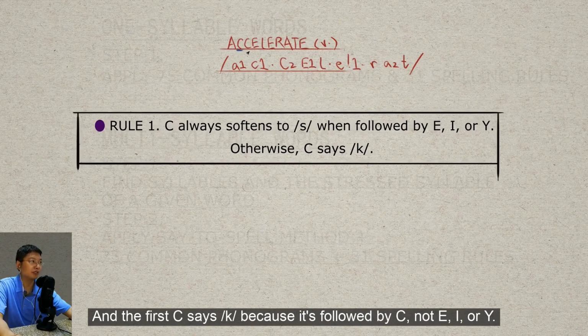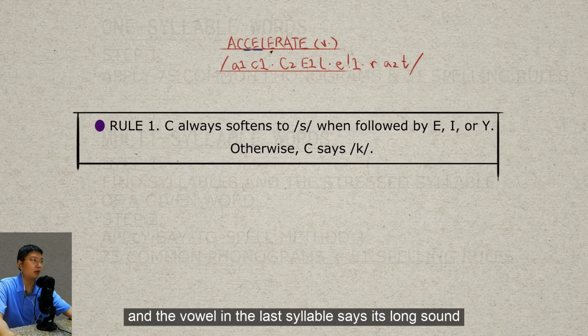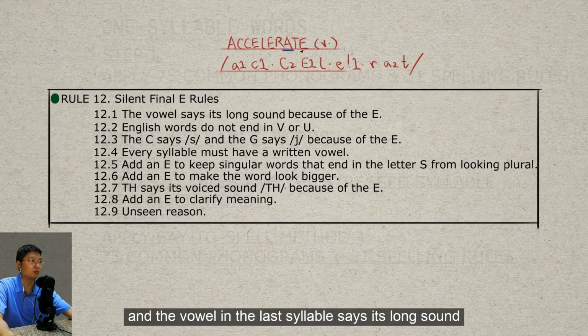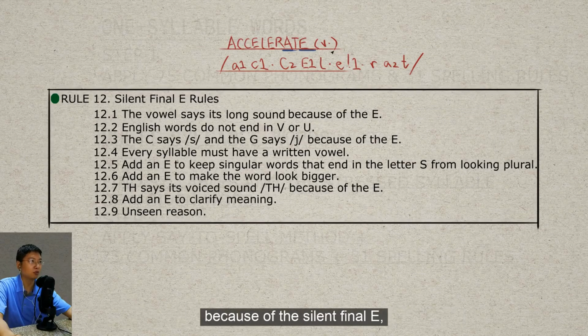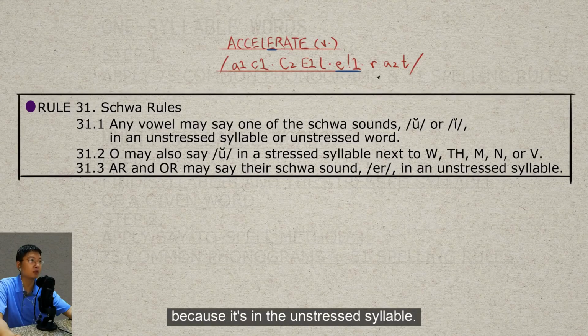And the first C says k because it's followed by C, not E-I or Y. The second C says S because it's followed by E. And the vowel in the last syllable says its long sound because of the silent final E. And the vowel in the third syllable reduced to the first schwa sound because it's in the unstressed syllable.